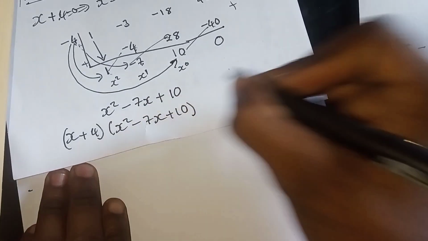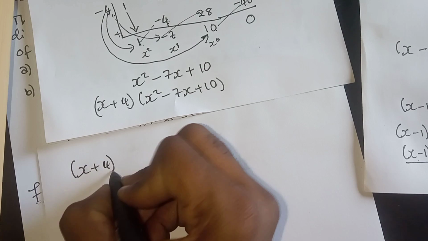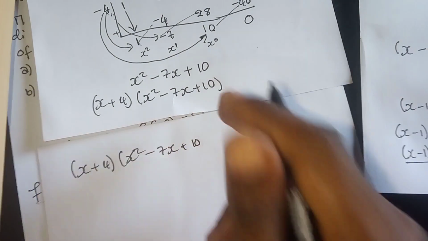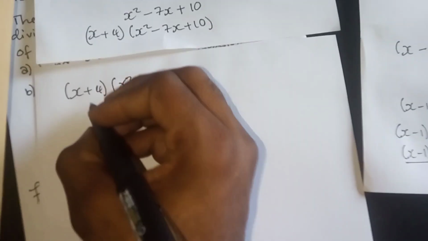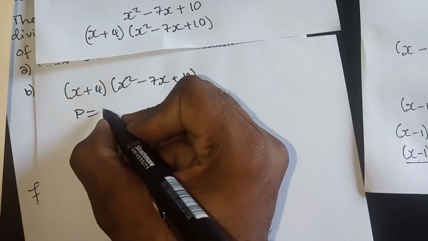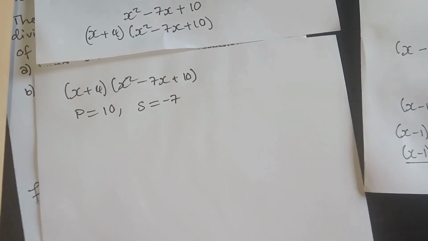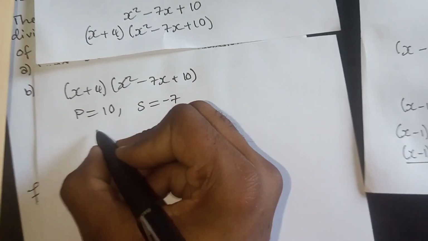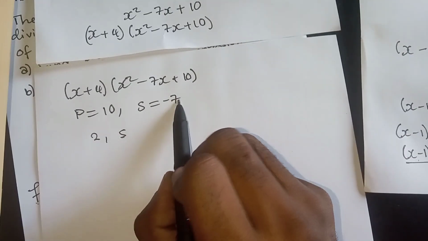Of course, you must close the brackets. As you can see, we have a quadratic expression on this side, which we can easily factorize. The product there is 10, and the sum is negative 7. To find the factors, just look for two numbers which when you multiply you get 10, and I think those two numbers are 2 and 5. Then when you add them you get 7.